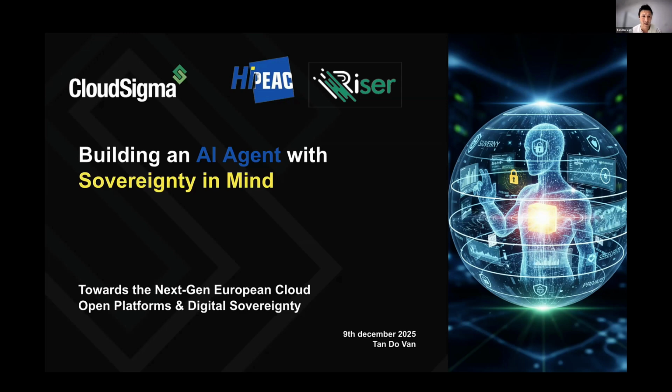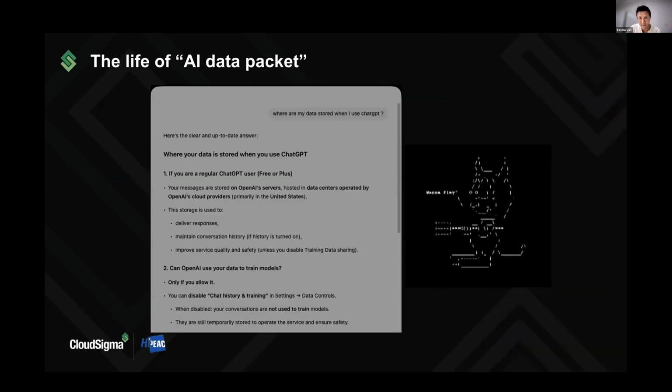Everybody wants to do AI, but when you are working in AI and you try to build an agentic AI workflow, you have to understand what I call the life of a packet. It's like when you are working in networking, you have to understand from the source to the destination where your packet goes. And in AI, it's a little bit the same.